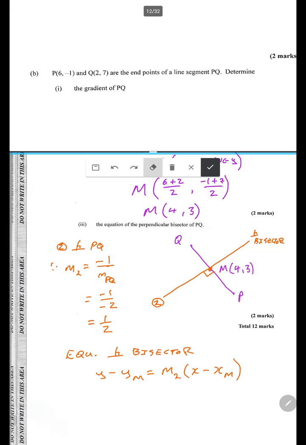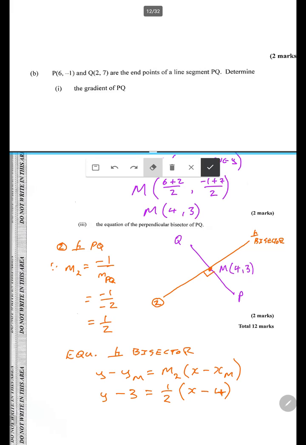So using that formula, that's called the point gradient formula. And so it's y minus the y value at M up here, which is 3. So it's y minus 3 equals the gradient, which is a half, into x minus the x value at the point M, which is 4. So we'll put 4 there.